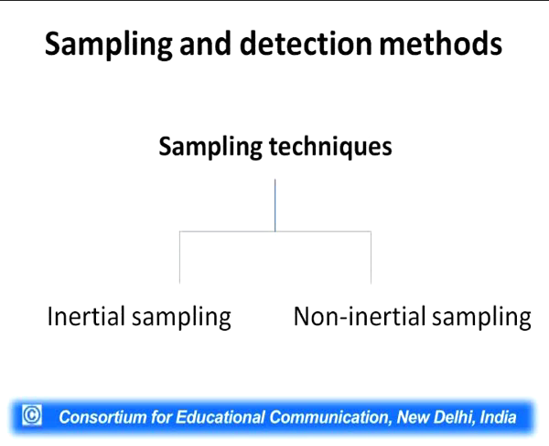Now, so far we discussed what bioaerosols are, what the types of bioaerosols are, and what they can do, and now we will discuss how these bioaerosols can be collected for further investigations. As far as their collection is concerned, they can be collected by two different sampling methods. One is the inertial sampling technique, another is the non-inertial sampling technique.